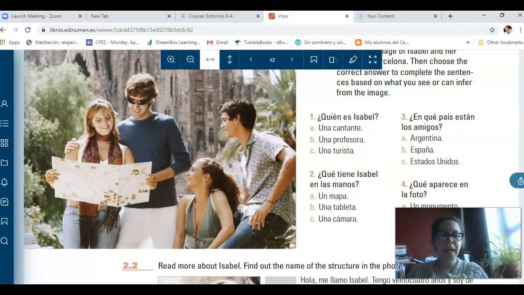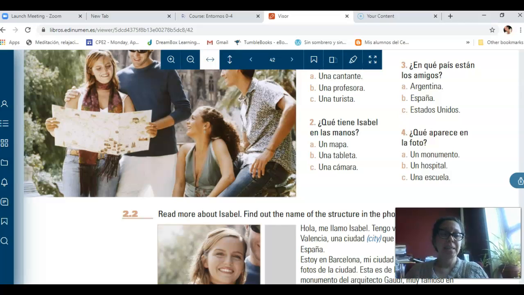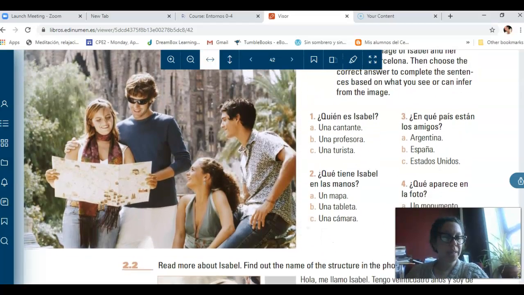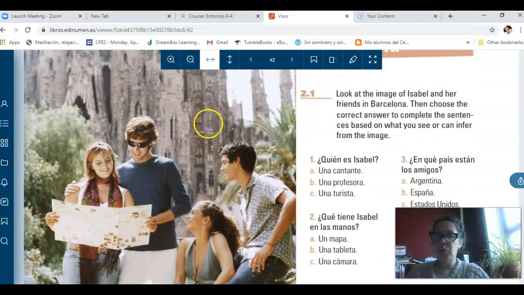La segunda pregunta, ¿qué tiene Isabel en las manos? ¿Sí? Luego, ¿en qué país están los amigos? ¿Dónde están? ¿En qué país? ¿Qué aparece en la foto? ¿Es una escuela? ¿Es un monumento? ¿Es un hospital? ¿Qué aparece en la foto? ¿Qué hay atrás en esta calle, verdad?